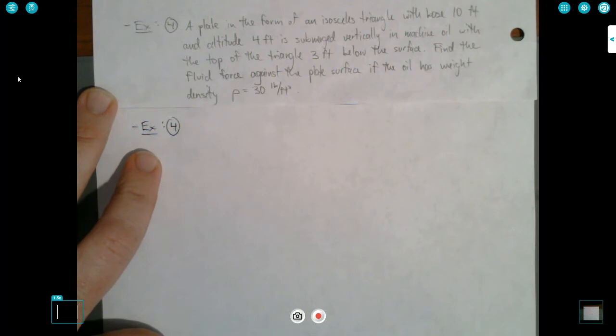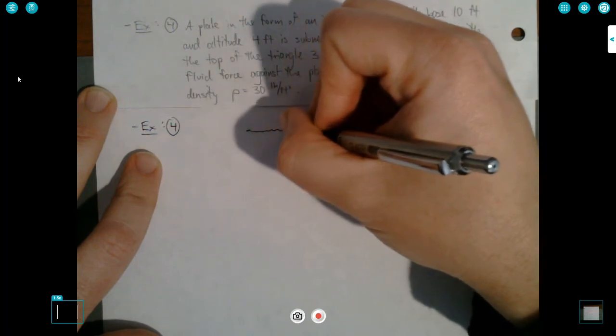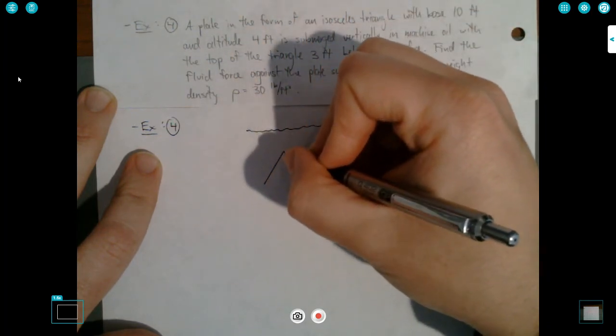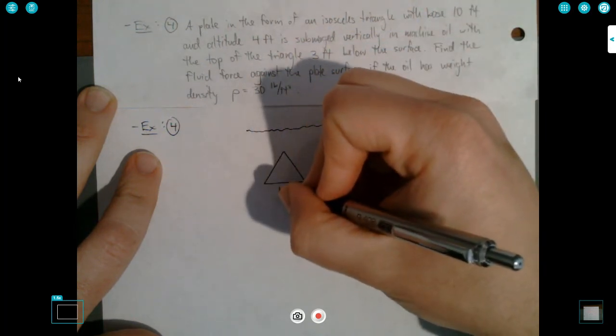We've got an isosceles triangle. The base is 10 feet. The altitude is 4 feet, so the height of the triangle is 4 feet. But it's submerged vertically with the top of the triangle 3 feet below the surface. So we've got a situation kind of like this. We've got the surface of the oil up here, and then the triangle submerged down here. This is not to scale. That's okay.